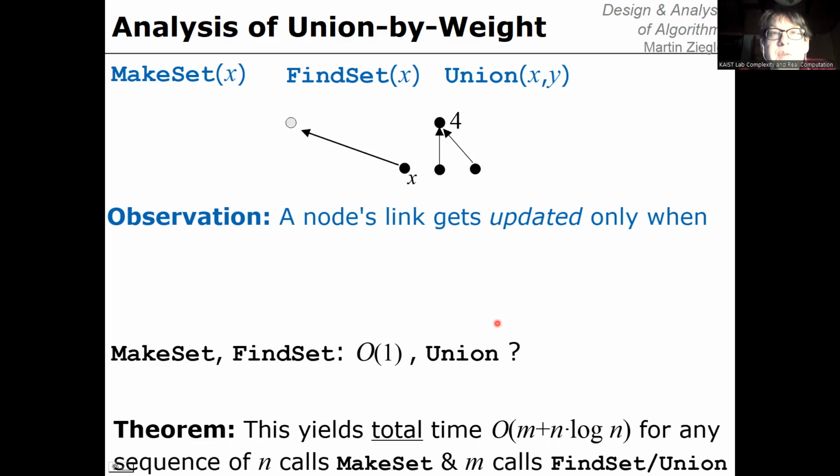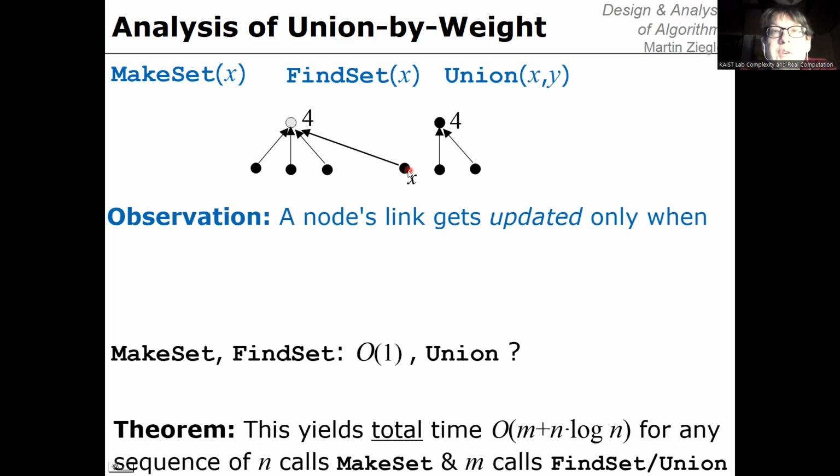Because that's the essence of the union by weight heuristic. We only update the pointers in a smaller set to point to the root of the larger set. So whenever a pointer gets updated, there must be a larger set or at least a set of the same size. So for X, the pointer from X gets updated, which is what makes the cost. We're analyzing the cost. We're counting how often a pointer gets updated during a sequence of calls to union.